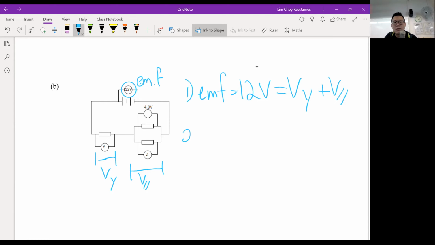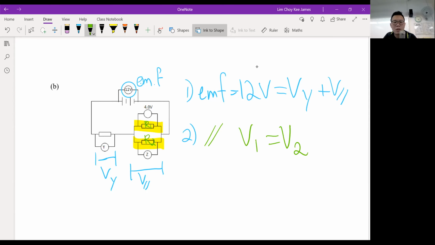Second thing that you need to realize is that you have a parallel branch here, two resistors in parallel to each other. When you talk about parallel branch, one of the characteristics is that the potential difference across the branches is the same. Let's say I call this branch 1, so this I call R1, and this will be R2. The potential difference across the first branch will be the same as the potential difference across the second branch.